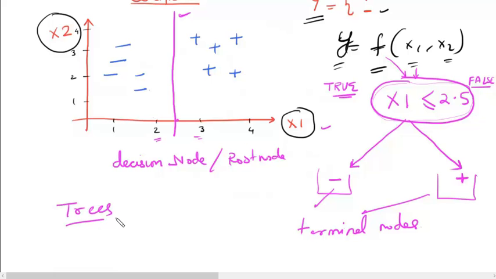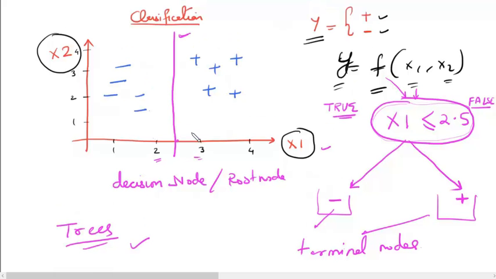Hence, the algorithm is also known as decision tree because it is formed of decisions and it looks like a tree. So these are known as decision tree algorithms or classification trees. Decision tree is a broad term which includes both classification and regression trees. What we have built now is a classification tree because it addresses a classification problem.